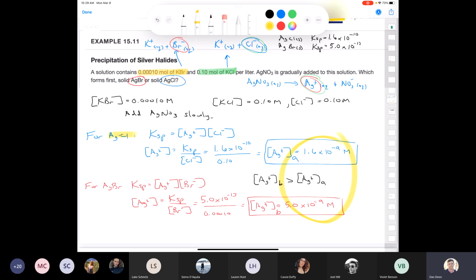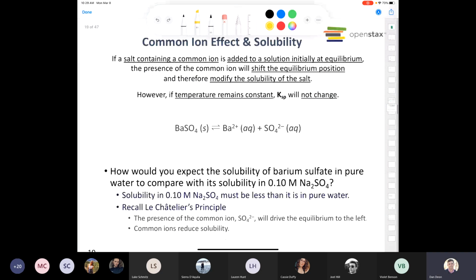You can see that the numbers aren't that far apart, are they? They're not that different, but still silver chloride will form first. All righty, there we go.